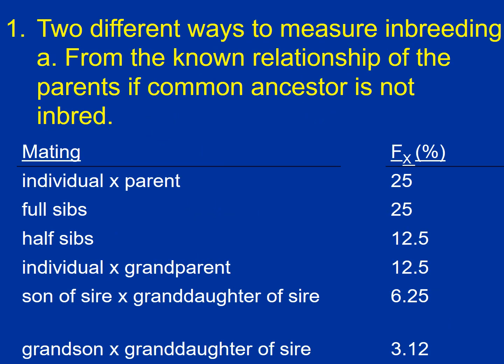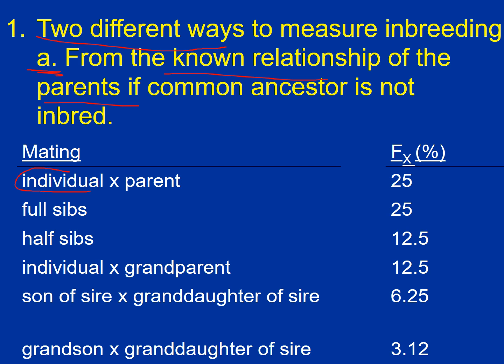There are several different ways to measure or calculate that inbreeding coefficient number. We're going to discuss two different ways here. There are other ways used in the industry as well. These are two of maybe the simpler ways. The first one is from the known relationship of the parents. Again, it's how the parents are related that's going to determine the inbreeding coefficient of the offspring.